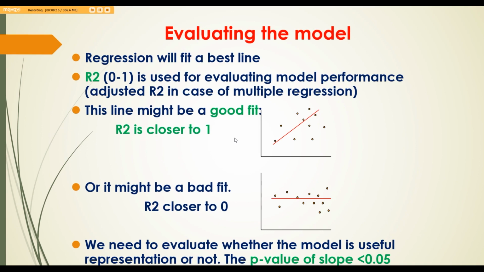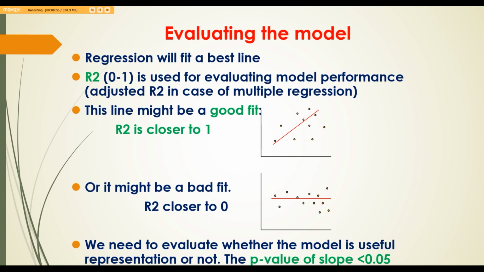Now, in order to evaluate the model, there are quite a few parameters out there, but the most common and the first parameter that you will quote in your study, and see quoted in every statistical linear regression study, is R square, whose value typically varies from 0 to 1, and this is used for evaluating model performance. We are advised to use adjusted R square in the case of multiple regression. The closer your R square is to 1, the better your fit. So when you see a line like this, we can say that this is a good fit.